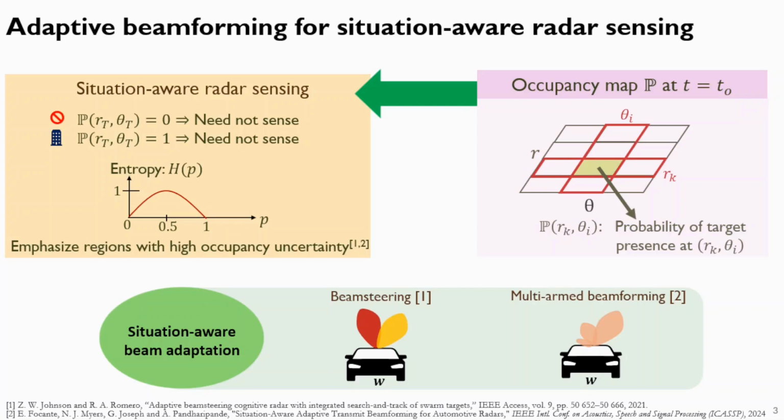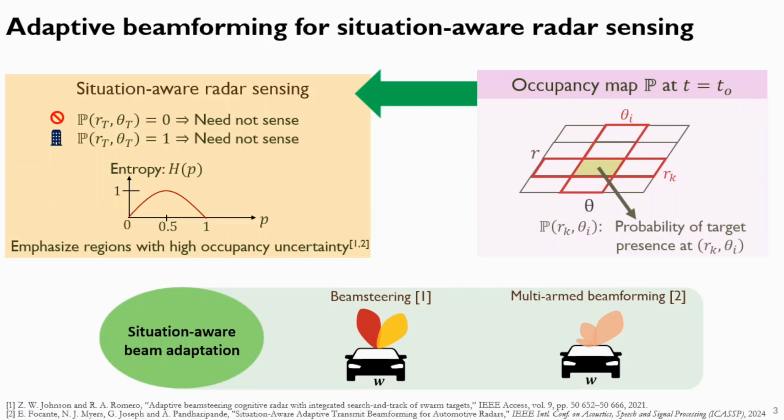So this way, the radar gets to focus on more important regions and then slowly shift its focus to less important regions, right? And we said, well, such an approach makes use of an occupancy map. However, it takes a lot of time for the radar to perform this beam scanning.